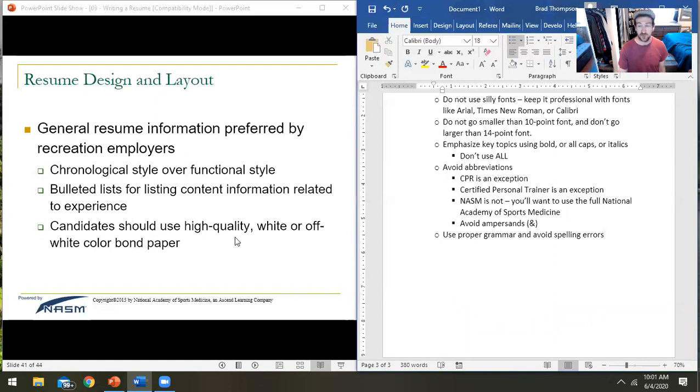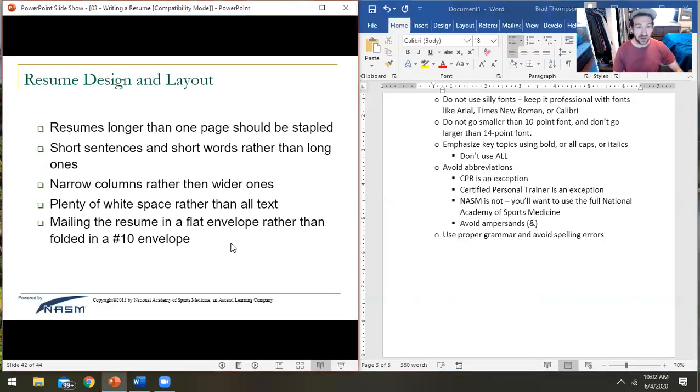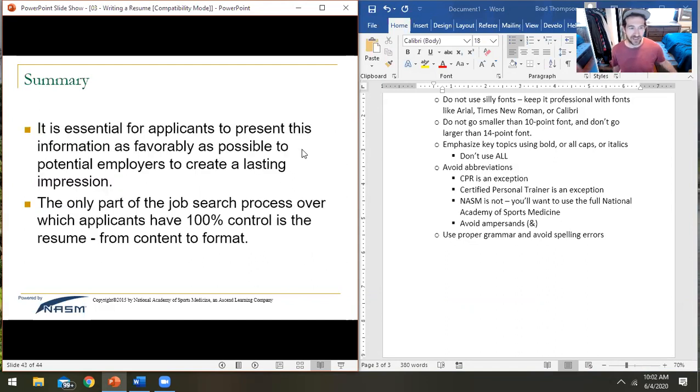Bullet information is really helpful in our industry because it's a great way to get stuff out quickly. However, if you do want to go with the paragraph format, go for it. That's okay as well. Always use high quality paper when you're printing it out. If it is longer than one page, it should be stapled, but it should never be longer than one page. Short sentences rather than big blocky sentences. And yeah, that is about it, guys.